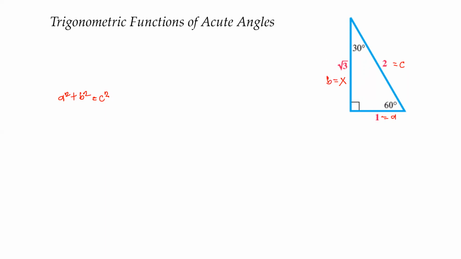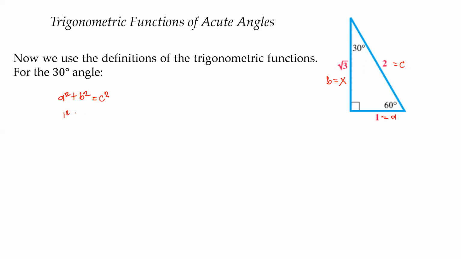B is equal to our x. Knowing that, A squared, that's 1 squared, plus x squared is equal to 2 squared, right? So x squared is equal to 4 minus 1. So x squared is equal to 3. X is equal to the square root of 3. Right? So that is how we got the square root of 3 value.